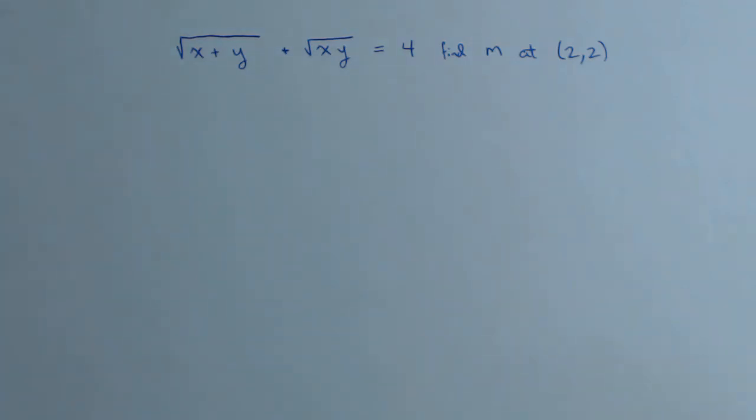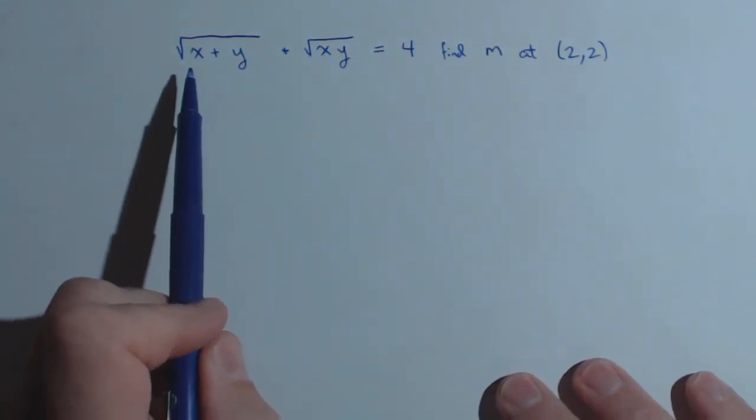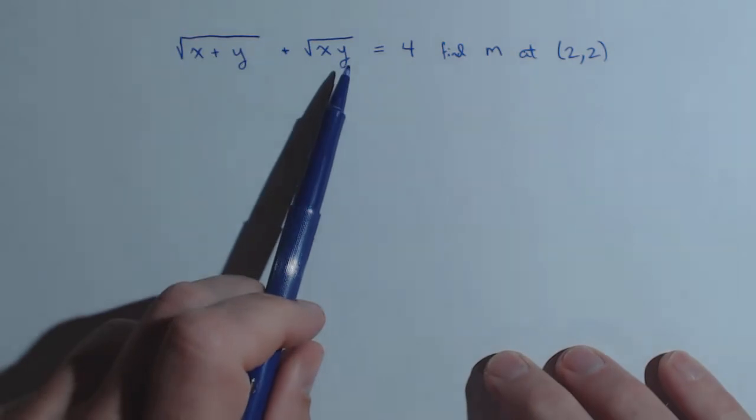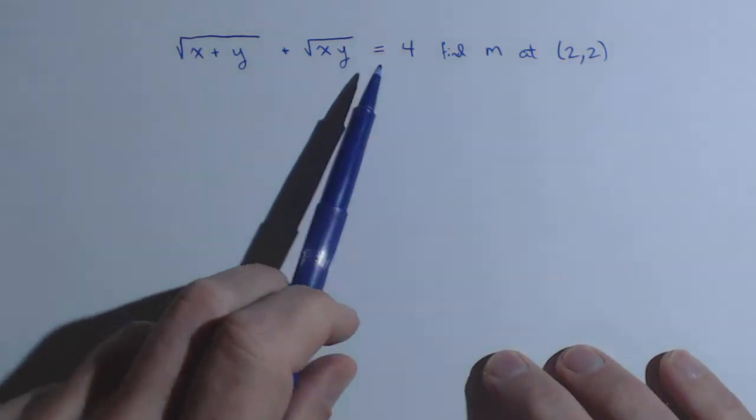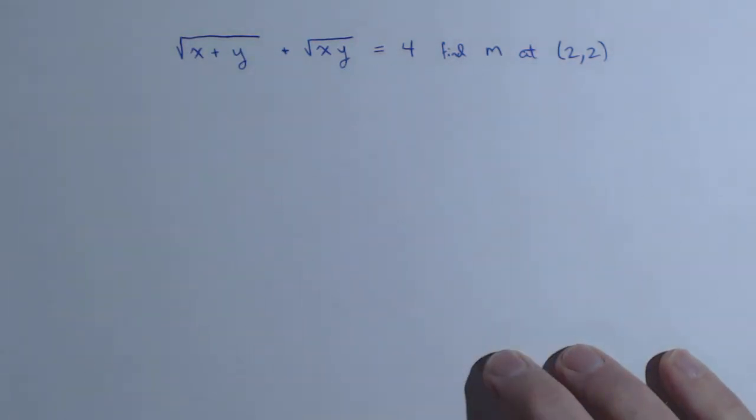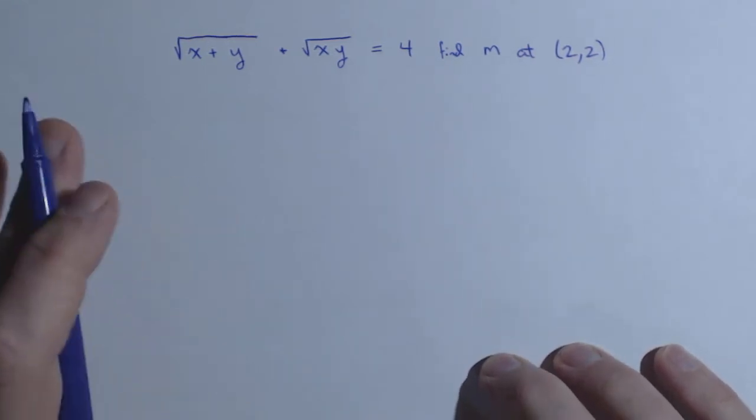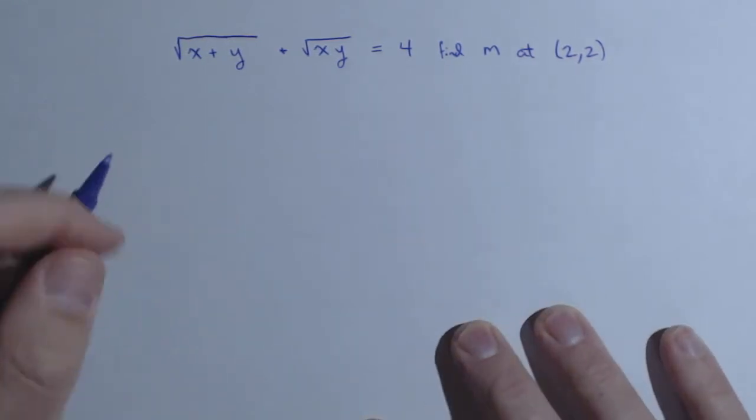In this video, we're going to use implicit differentiation on the equation square root of x plus y plus square root of xy equals 4 to find the slope at the point (2, 2). There are other videos that go a little bit more in depth on implicit differentiation. I'm just going to go through the solving on this one.